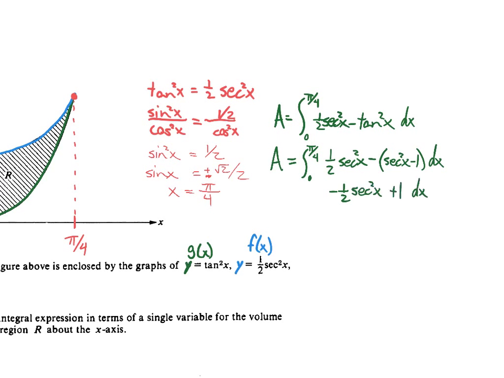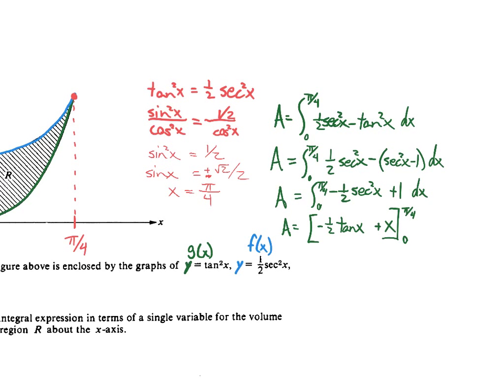Now I have something I know how to take the integral of, from 0 to pi over 4. So the area is now negative 1/2 tangent of x plus x evaluated from 0 to pi over 4. Here's a good example of don't just assume that when you plug in 0 it's going to equal 0, even though in this case it does. Please don't just assume that when you have trig.